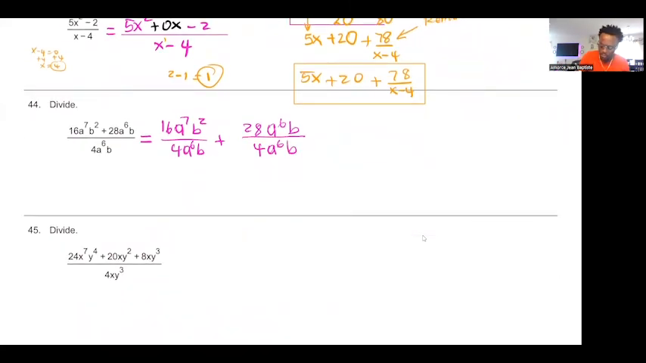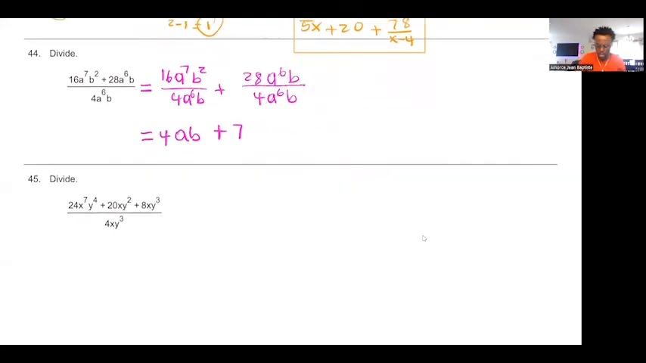Now we can simplify this. 16 divided by 4 is 4. 7 minus 6, that's 1, just a. And then 2 minus 1 is 1, so that's just b. Plus 28 divided by 4, 7. Same exponent for the same variable, so that's 1. Same exponent for the same variable, that's 1. So that's just 7.